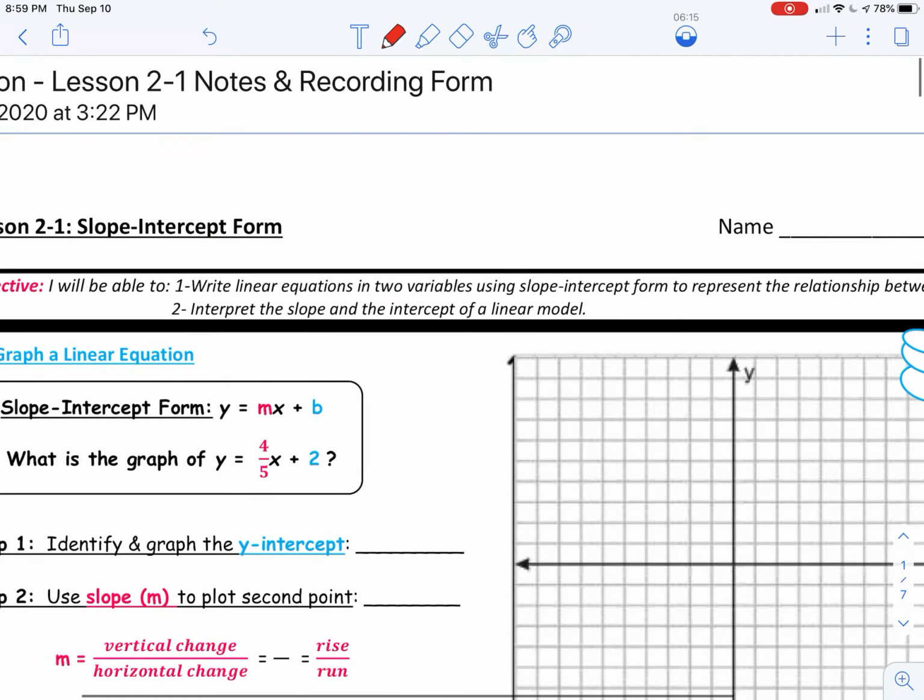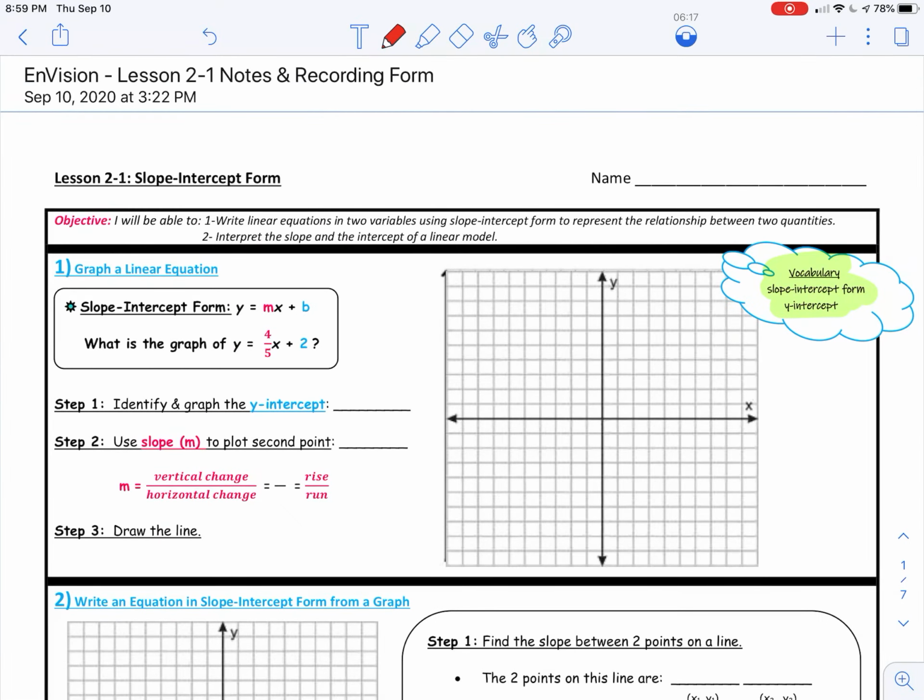So let's go to the top. You should have your recording form there for lesson 2-1 notes, and if you follow along with me and take some notes, that would be great. Let's look at example number 1.